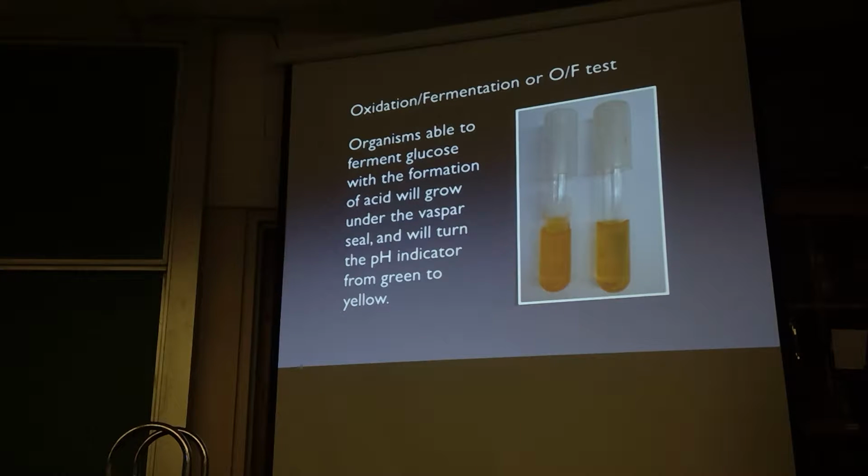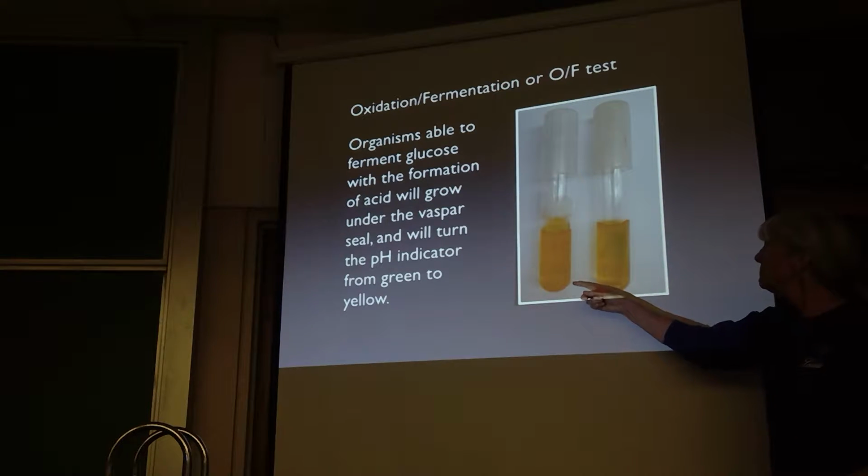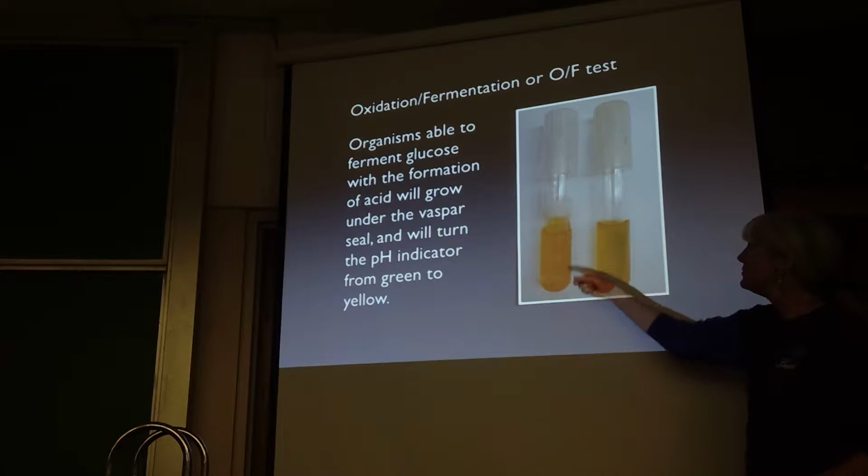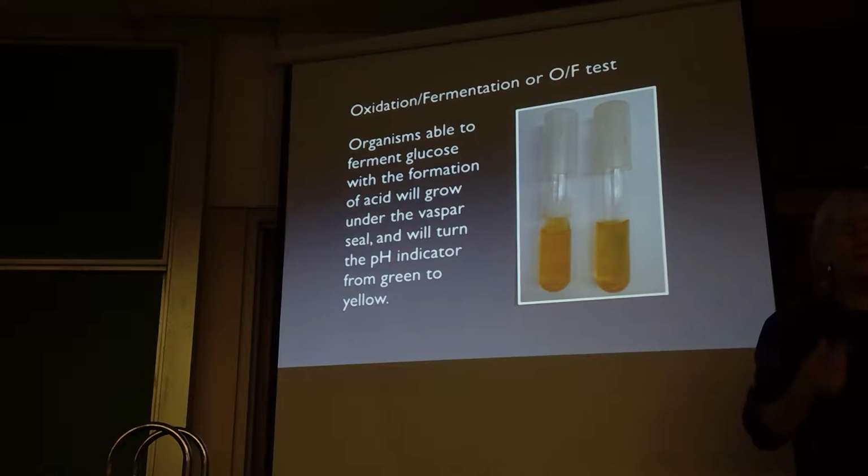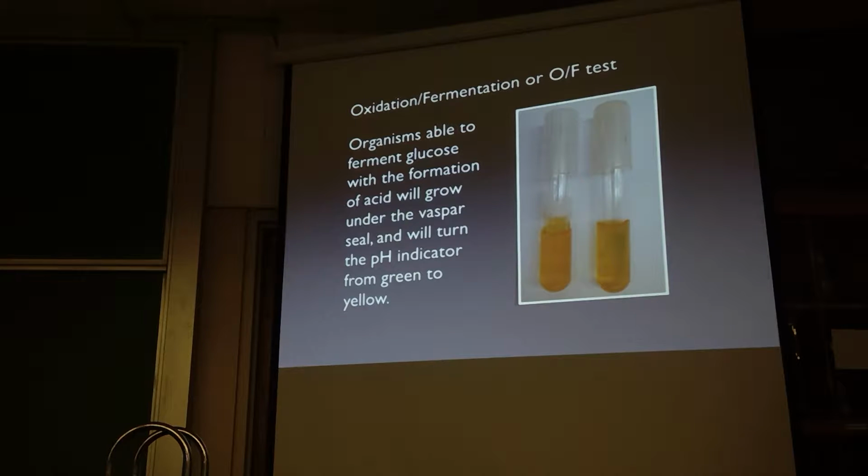No, we already said we can't grow anything that's obligately anaerobic in here because they started out growing on a plate that was in your lab drawer or in the incubator. It's exposed to the oxygen in the air. If they're not obligately anaerobic, they are facultative. These guys are facultatively anaerobic. And their metabolism is fermentative because they are growing underneath this VASPAR seal. Fermentation doesn't require oxygen. Cellular respiration does.